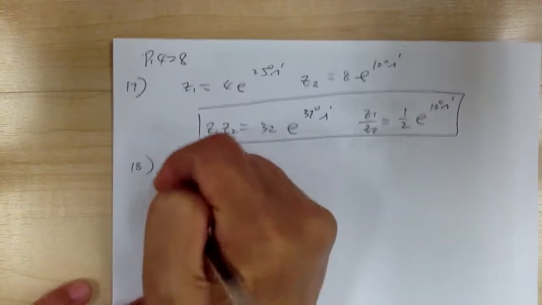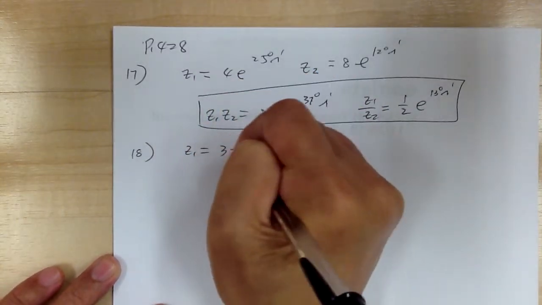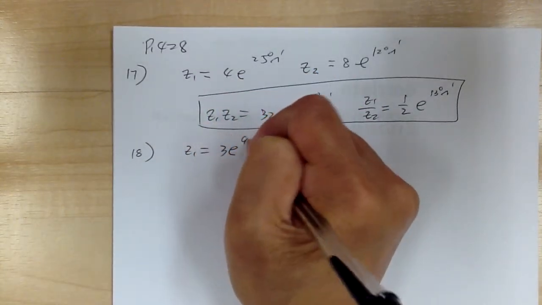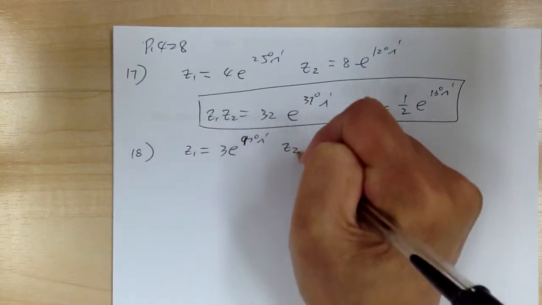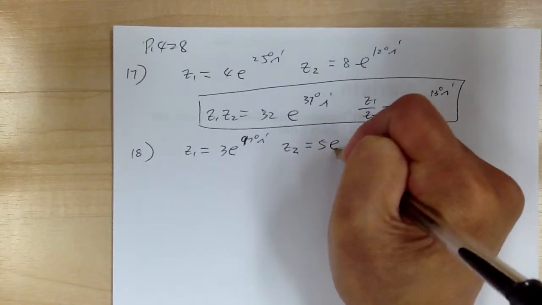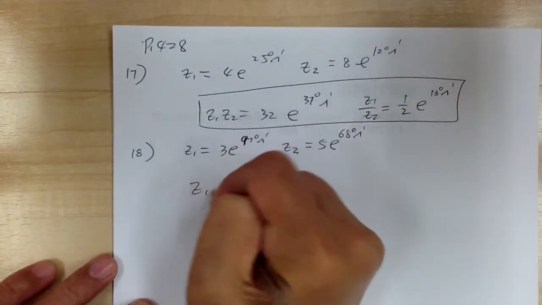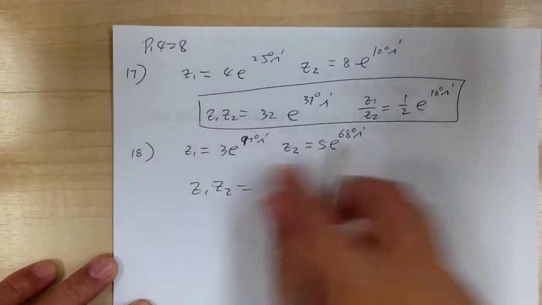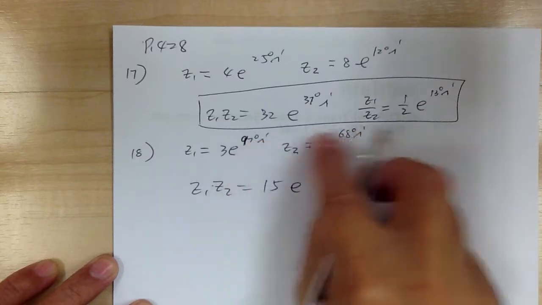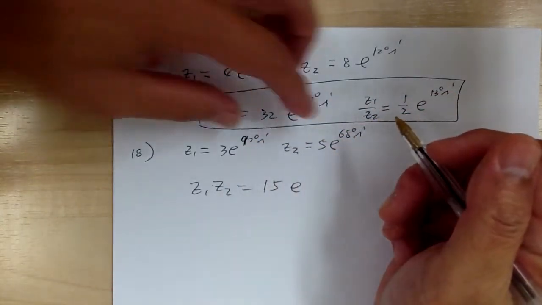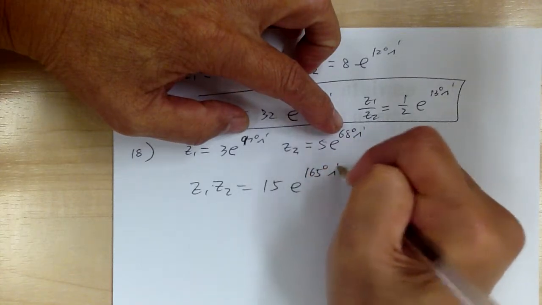Okay, number 18, z1 equal to 3e to the 97 degree i, and z2 equal to 5e to the 68 degree i. So z1 z2, when you multiply, 3 times 5 is 15, and when you multiply, you add the exponents, so it'd be 165 degree i.